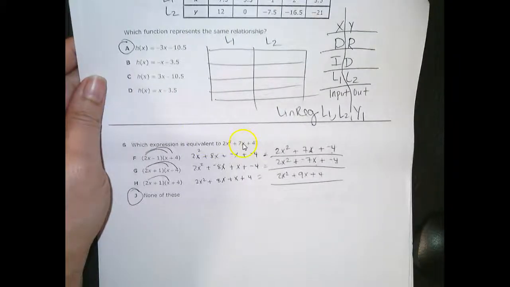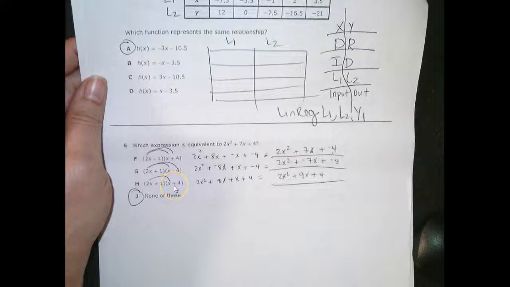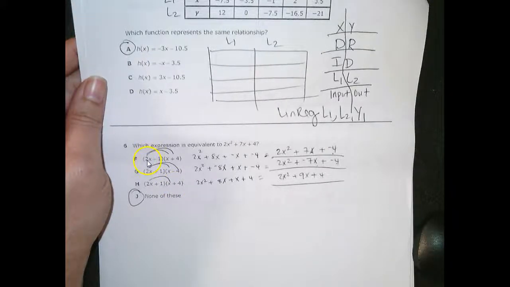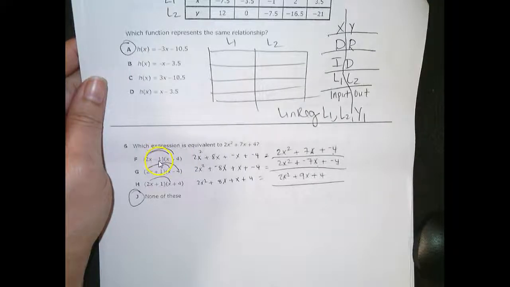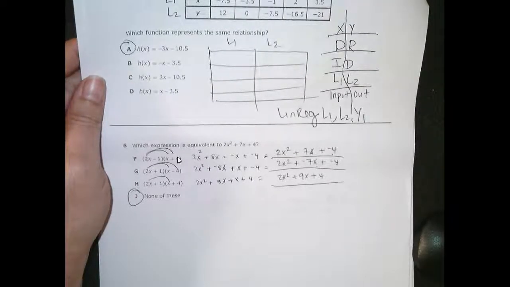Question 6. Which expression is equivalent to that? Equivalent means they're equal. And if you look down here, what do you see? You better see quadratics. So that's double distribute. Take the first part times the first part. Take this one times the second one. Take this one to the second one, and this one times the second one. All you're doing is distributing twice. It's also called FOIL, first, outer, inner, last. But in general, you're distributing twice.